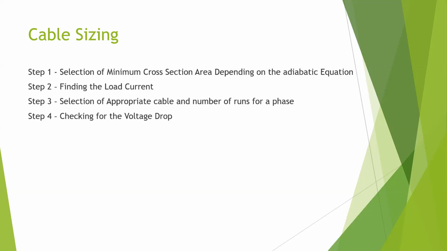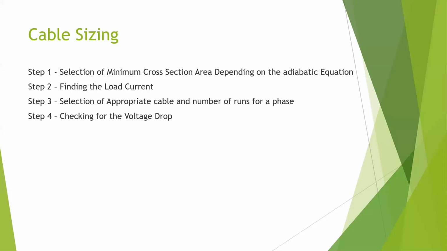Then step 2 is finding the load current, and you know how to find the load current, very easy. And step 3, selection of an appropriate cable and number of runs. So here, number of runs means, you may remember in installations you found the design current, had all the correction factors, and selected a cable depending on those correction factors to handle that load.